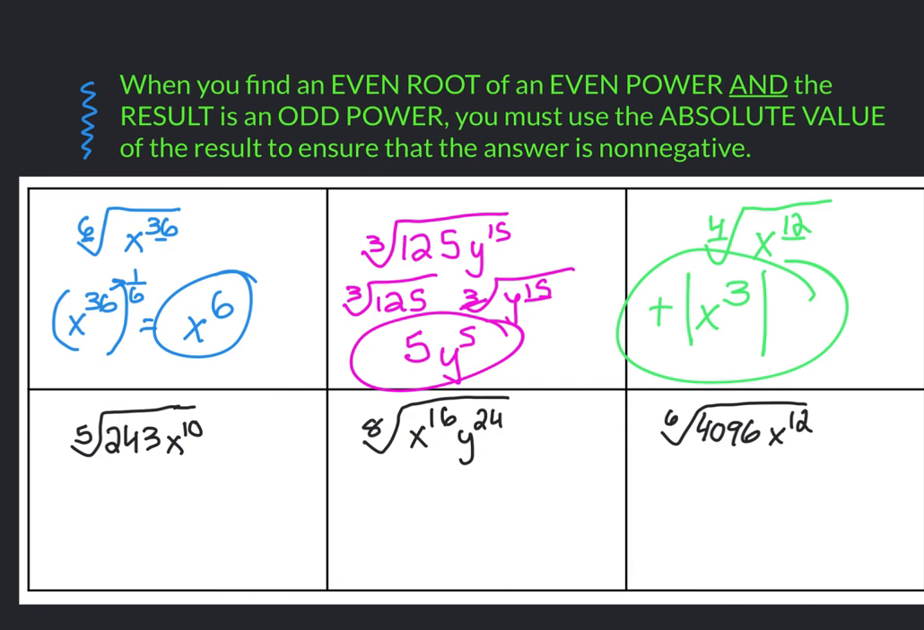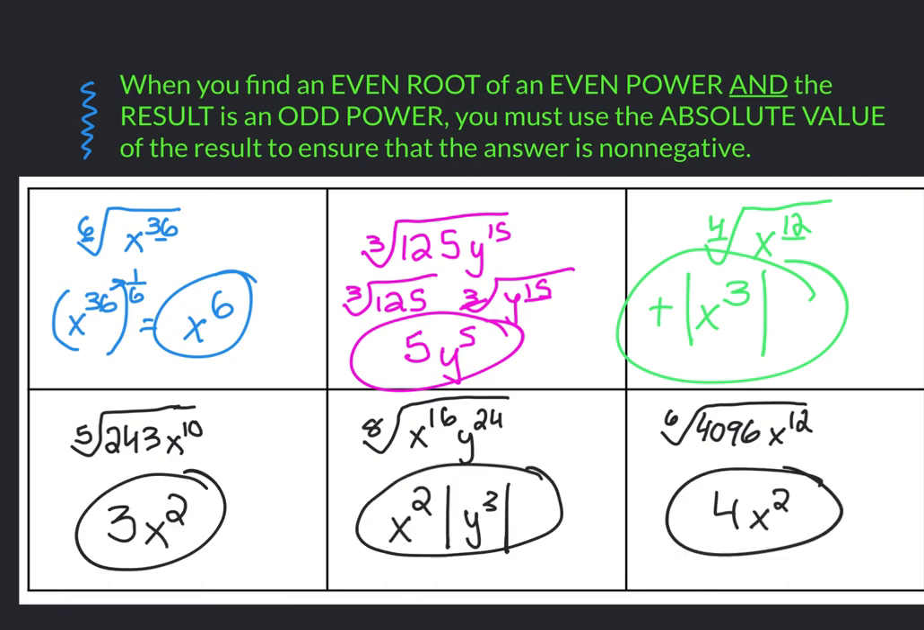All right, here are 3 more examples. I want you to pause the video, try them on your own, and then come back and check your answers. All right, so 5th root of 243 is 3, and the 5th root of x to the 10th is x squared. The 8th root of x to the 16th is x squared. The 8th root of y to the power of 24, I've got y to the 3rd, and I have it in absolute values because even root, even power, where the result is odd. All right, and then 6th root of 4096 is 4, and the 6th root of x to the 12th is x squared.